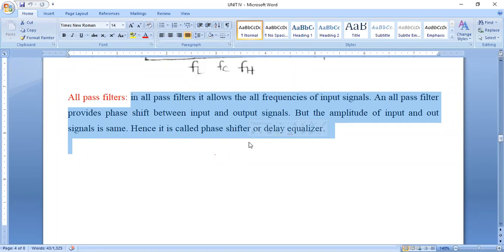This type of all pass filter is called a phase shifter or delay equalizer. Why is it called a phase shifter or delay equalizer? First it has to test the amplitude of the input signal as well as the amplitude of the output signal. If the amplitude of the input signal is equal to the amplitude of the output signal, only at that condition will this all pass filter let the frequency signal pass through it. So that is about the all pass filter.